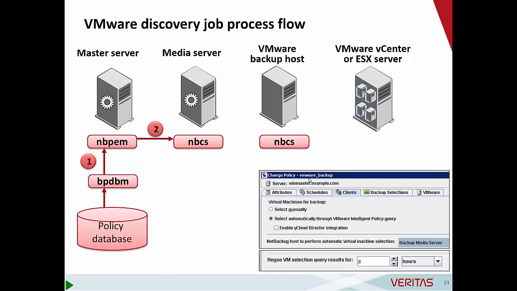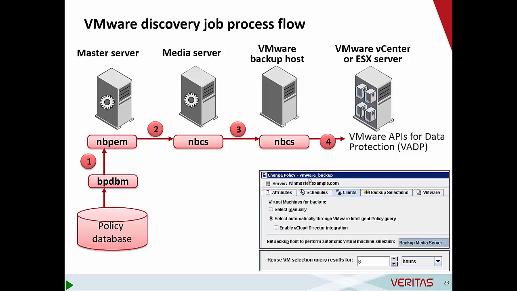NBCS gets started on the media server, and if the backup host is a separate host from the media server, sometimes it is, sometimes it isn't, and it looks like it is in this example, then NBCS on the media server reaches out and starts NBCS on the backup host. NBCS on the backup host is our real interface to VMware. NBCS contains the necessary code to connect to VMware's APIs for data protection and to make the calls for the discovery of virtual machines.